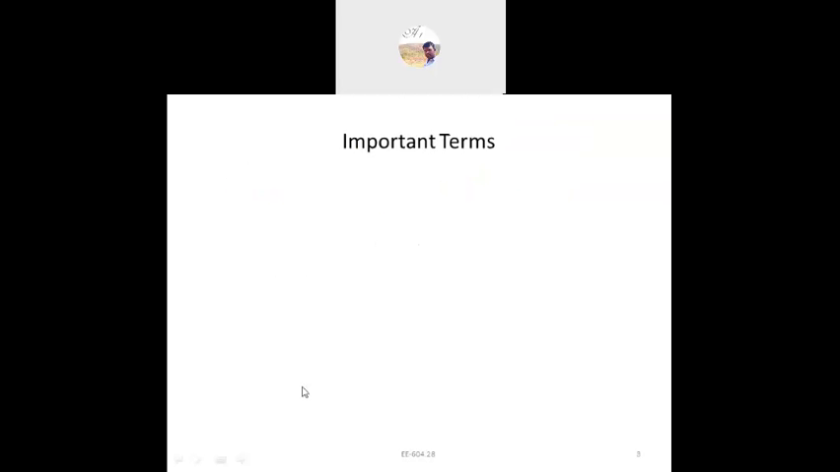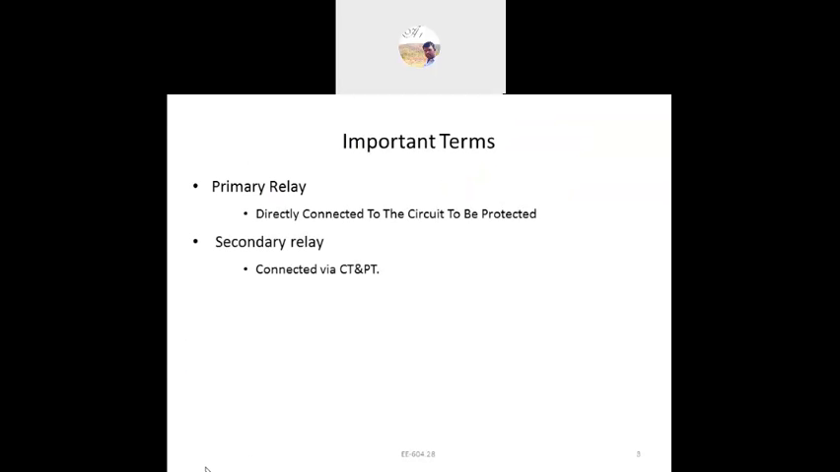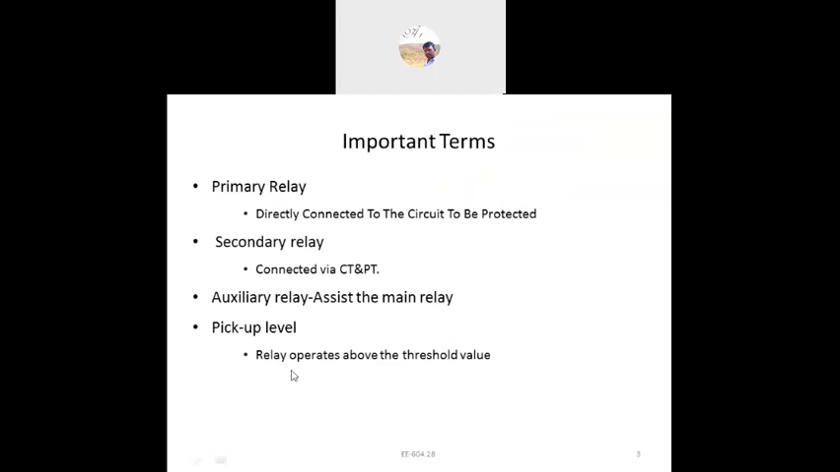Some of the terms we need to know about the relay are: the primary relay, secondary relay, auxiliary relay, pickup level, and operating time. Let me discuss each one.